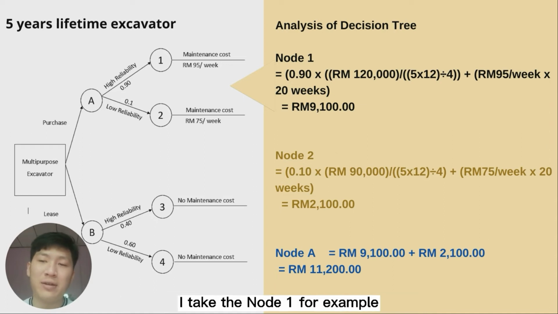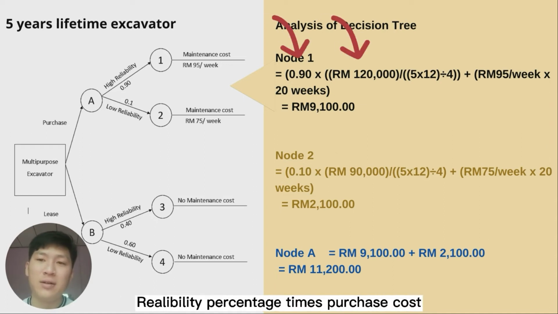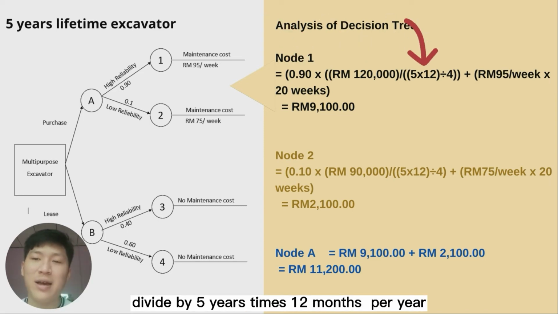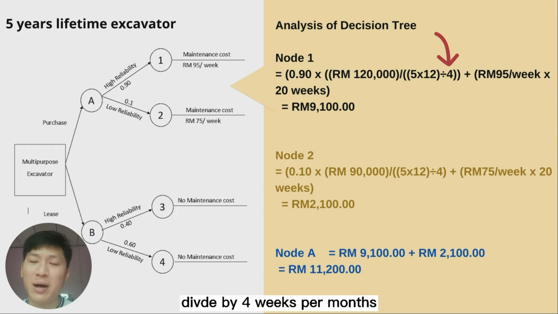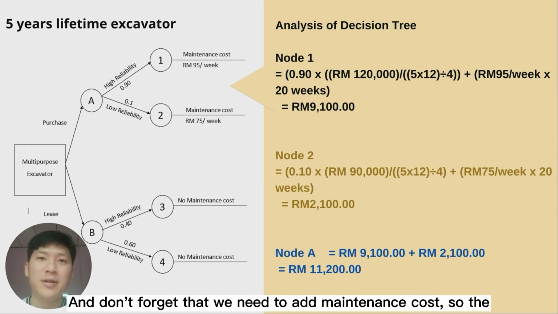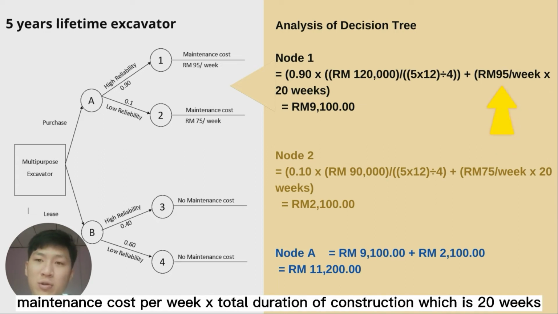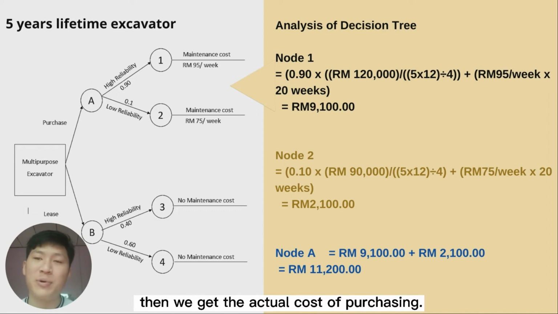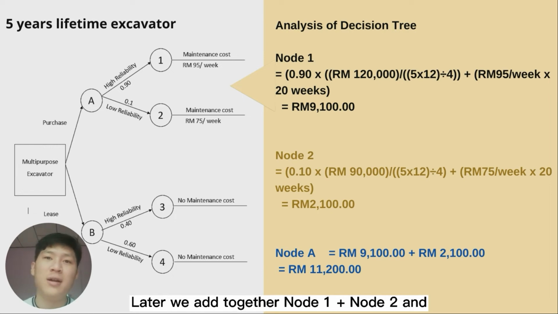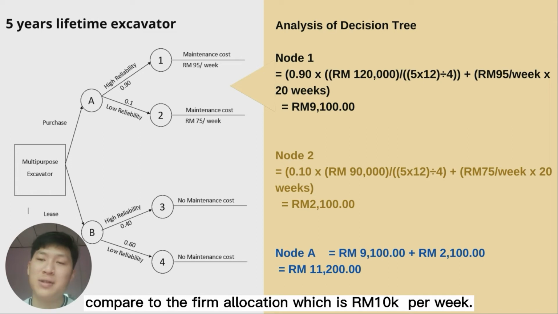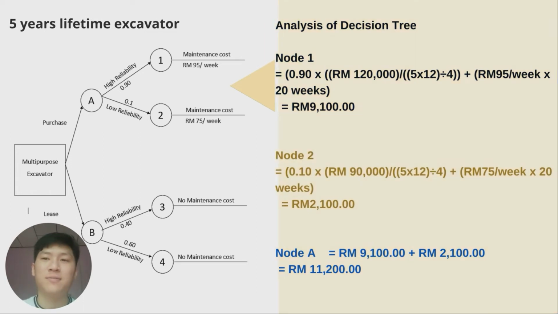For purchasing, I'll take Note 1 for example. The reliability percentage times purchase cost, divided by 5 years, divided by 12 months per year, and divided by 4 weeks per month. And don't forget that we need to add maintenance costs. So the maintenance cost per week times the total duration of construction, which is about 20 weeks. Then we get the actual cost of purchasing. Then, continue with Note 2 calculations. Later, we add together Note 1 and Note 2 and compare to the firm allocation, which is 10k ringgit per week.